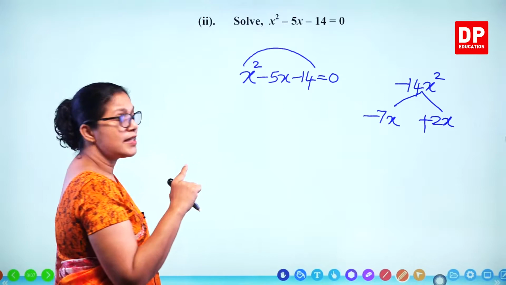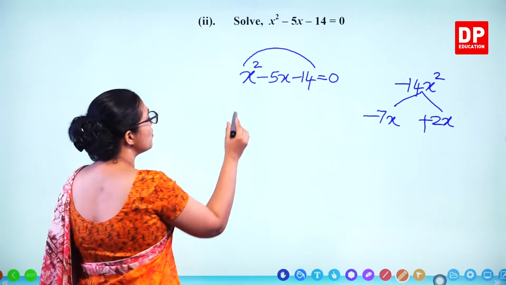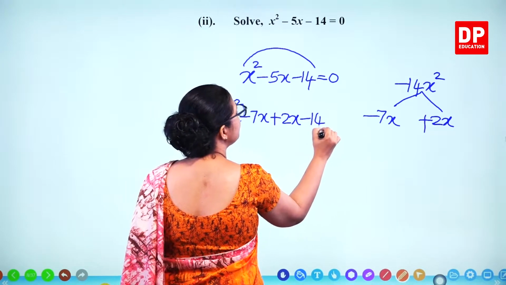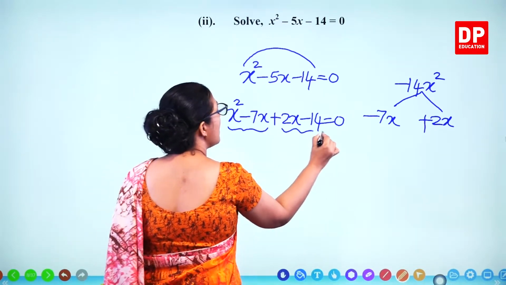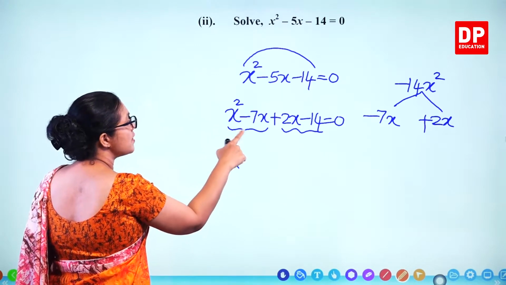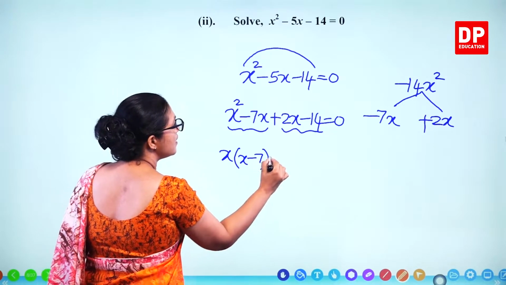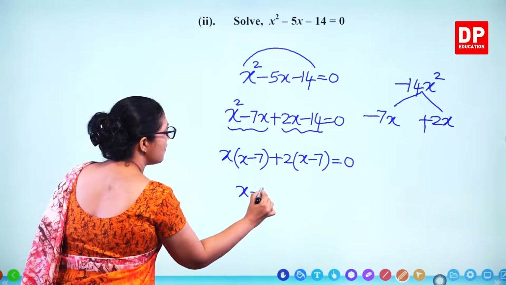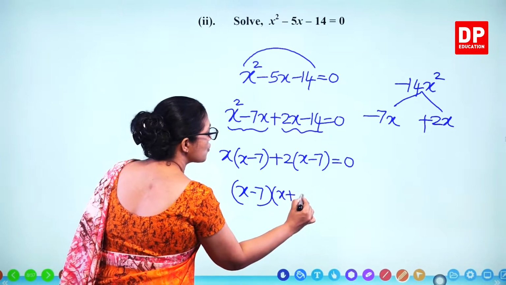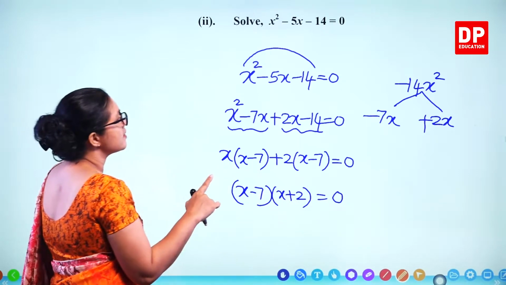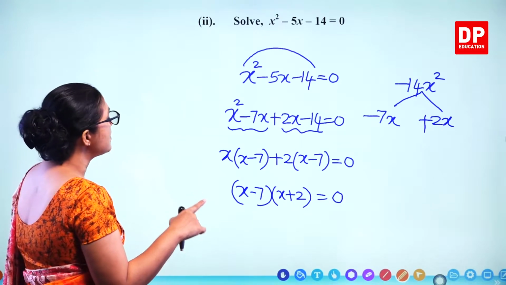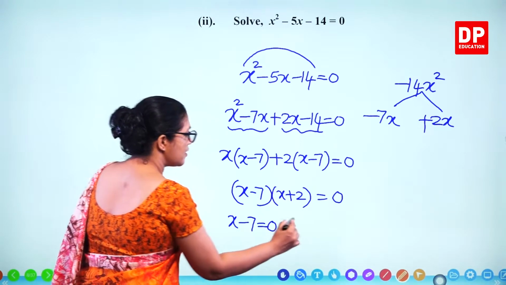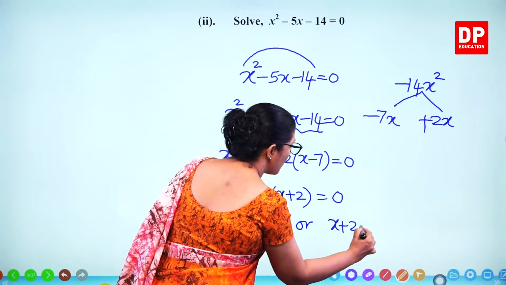To get minus 5x, you have to take minus 7x and plus 2x. Now split the middle term into minus 7x and plus 2x and factorize. Take 2 terms at a time and take common terms out. x minus 7, then you take 2 out, x minus 7. Then x minus 7 is common, times x plus 2. The product of 2 factors is equal to 0. That means one factor should be equal to 0. Either x minus 7 is 0 or x plus 2 equals 0.